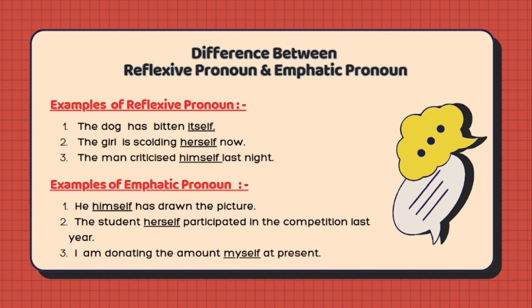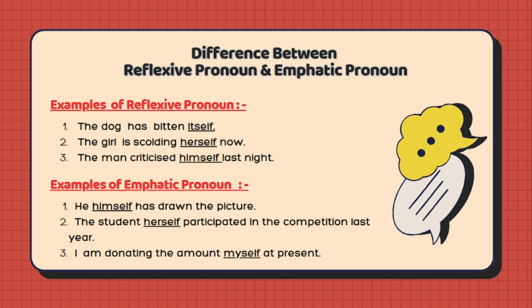The second condition, the word herself is making the action scolding fall back upon the subject, the girl. So the second condition is also fulfilled. So herself is called a reflexive pronoun.